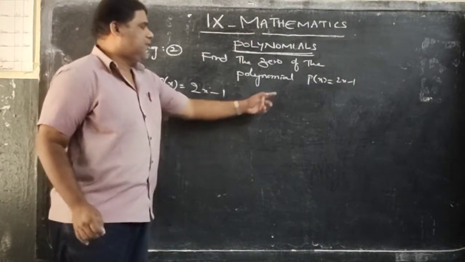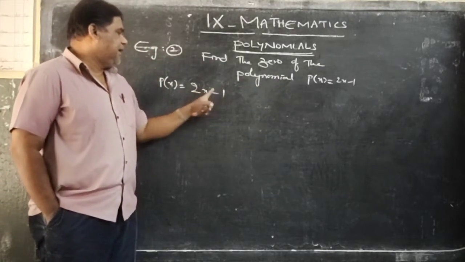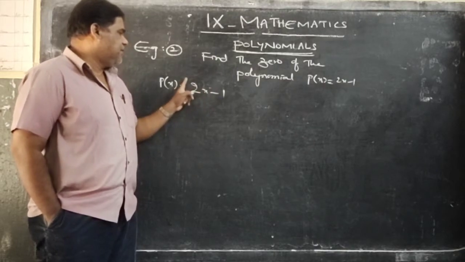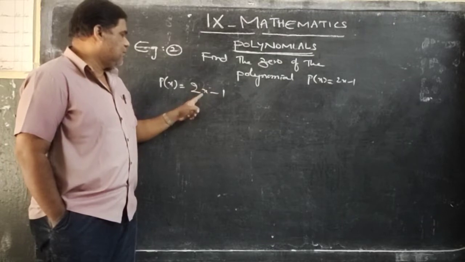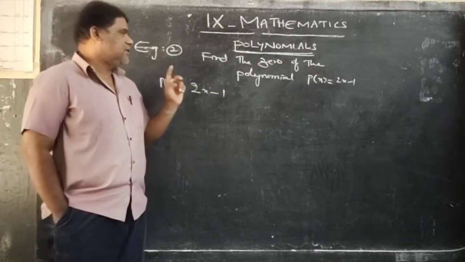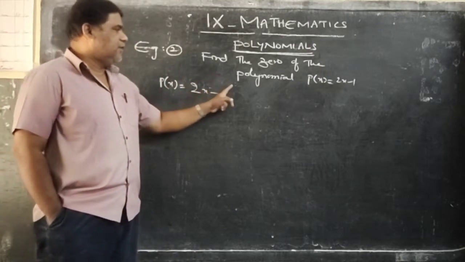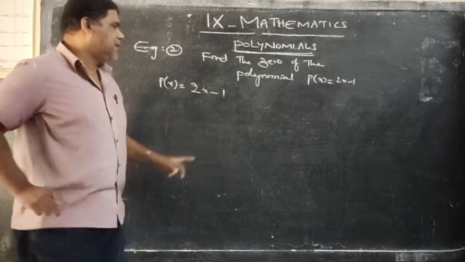Here, 0 of the polynomial means it is the value of x for which the polynomial becomes 0. So if you substitute x is equal to something and if you get the answer 0, then that x value is called 0 of the polynomial. 0 of the polynomial means it is the value of x for which the polynomial becomes 0.